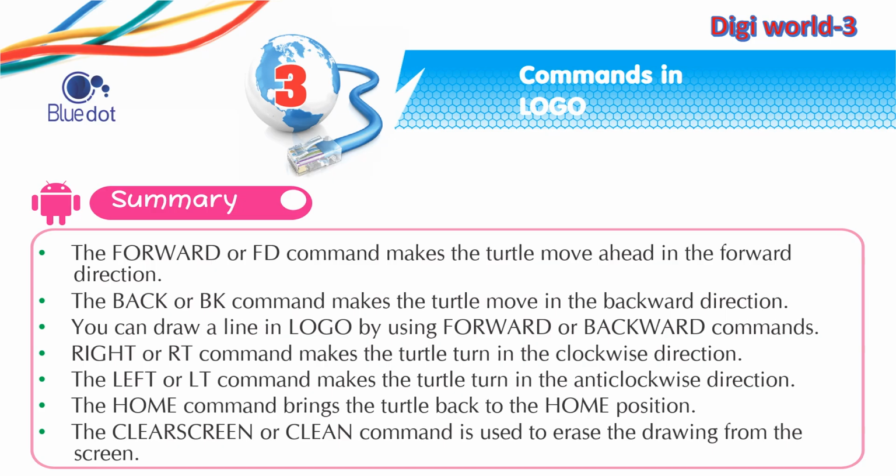Summary. The forward or FD command makes the turtle move ahead in the forward direction. The back or BK command makes the turtle move in the backward direction. You can draw a line in Logo by using forward or backward commands. Right or RT command makes the turtle turn in the clockwise direction. The left or LT command makes the turtle turn in the anticlockwise direction.